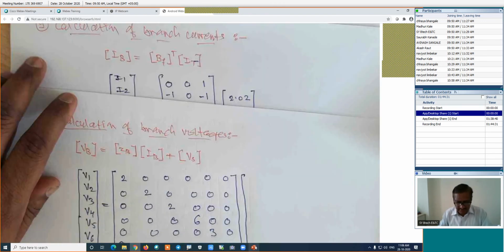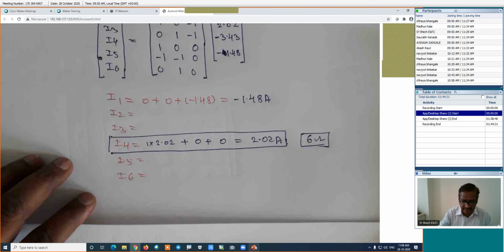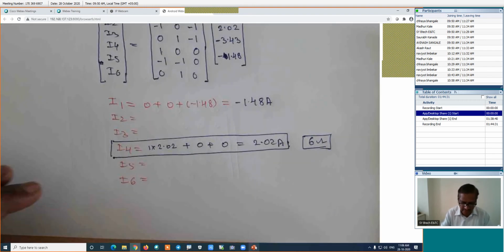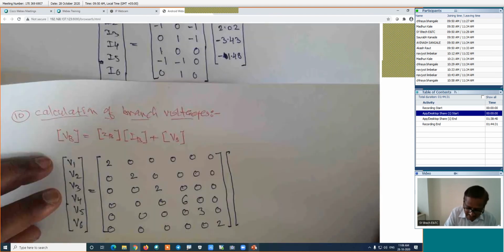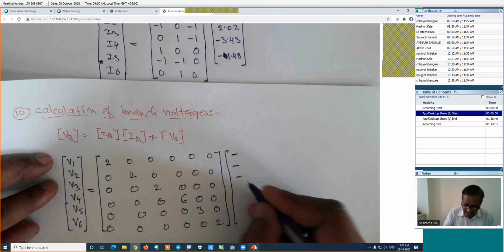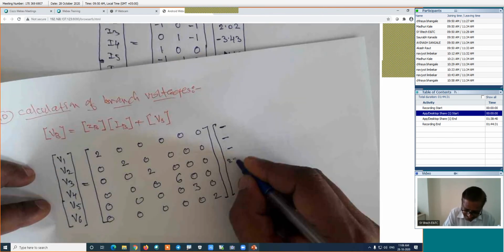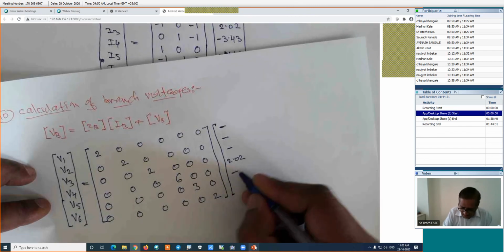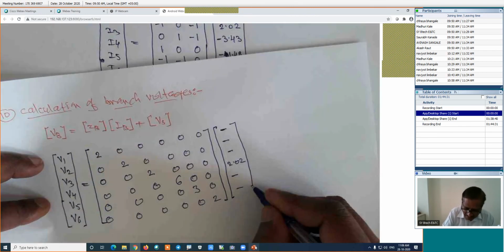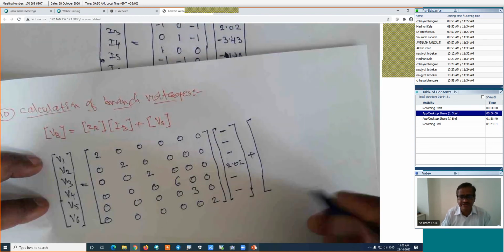Here I have done a little calculation. Suppose we have not calculated I1, because we are interested in I4. That's why I have calculated I4 only. I1, I2, I3 I have not calculated. How much is I4? 2.02. I5 and I6 I have not calculated. Plus VS.